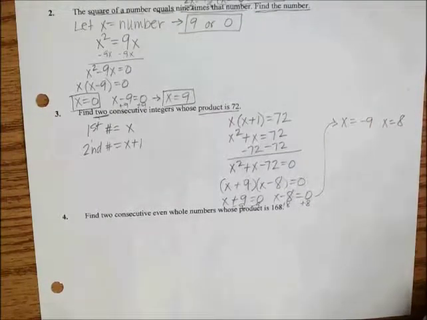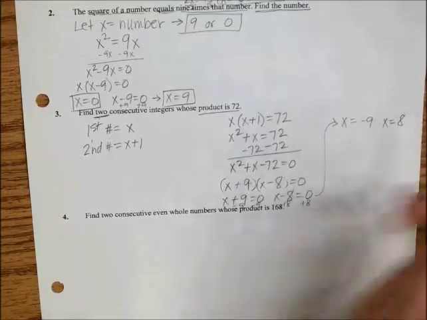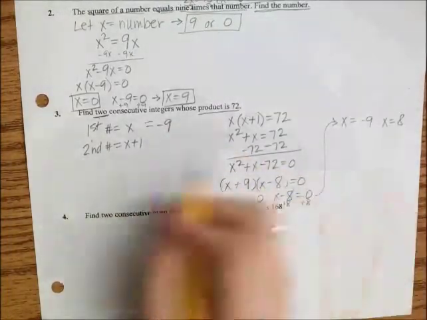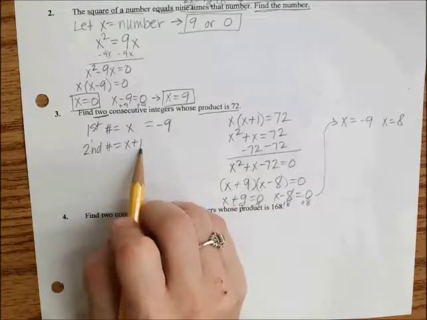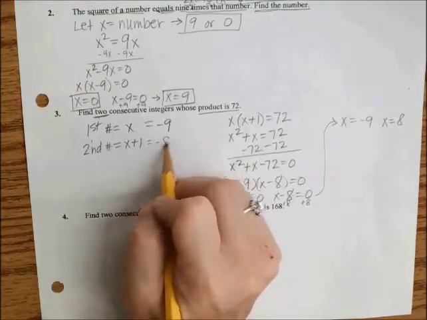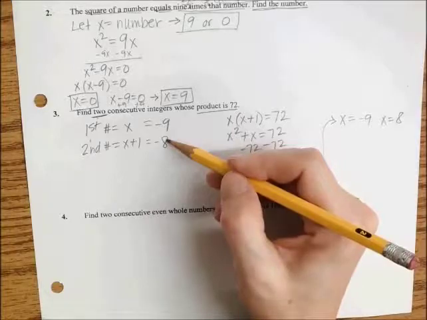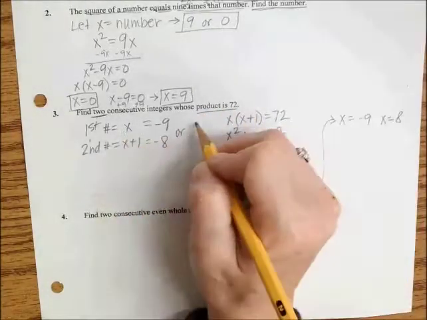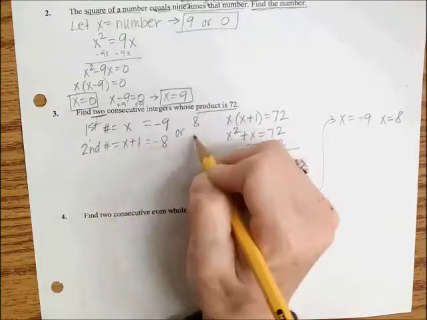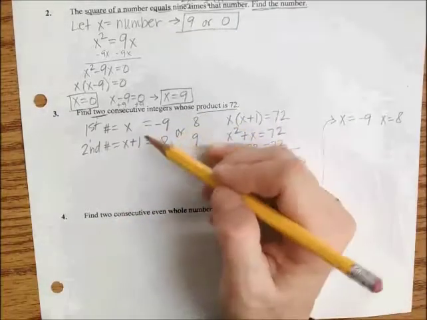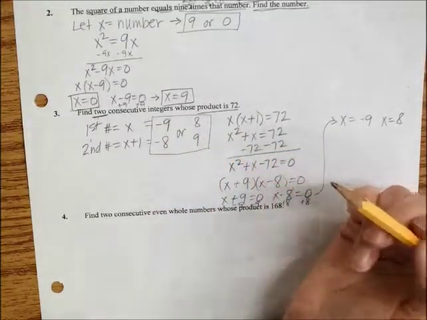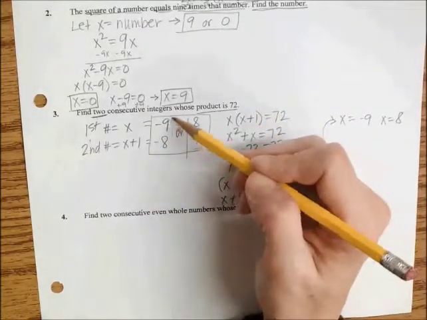Now, both of these are equal to x. So when I do this, if I put negative 9 in for x, and then negative 9 plus 1 is negative 8. They are consecutive integers. My other option is if I put 8 in for x, 8 plus 1 is 9. So I had to find multiple answers to make this work. Okay?